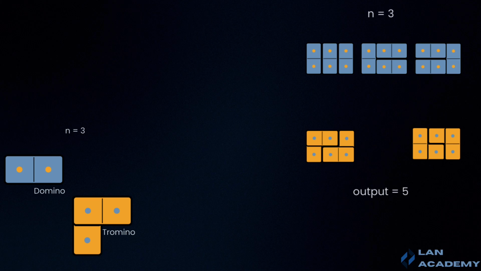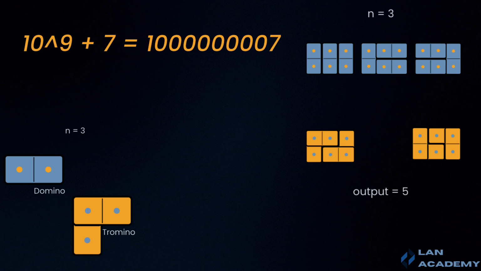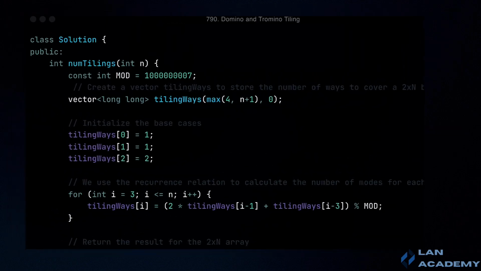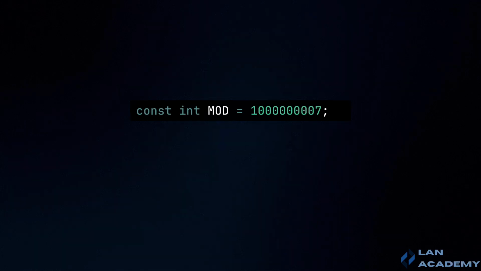The result must be returned as the remainder after dividing by 10 to the power of 9 plus 7, which is a common requirement in competitive programming to prevent overflow and ensure that the results fit within standard data types. To handle this, I start by defining a constant integer mod, ensuring that all intermediate and final results are properly managed and do not exceed memory limits.